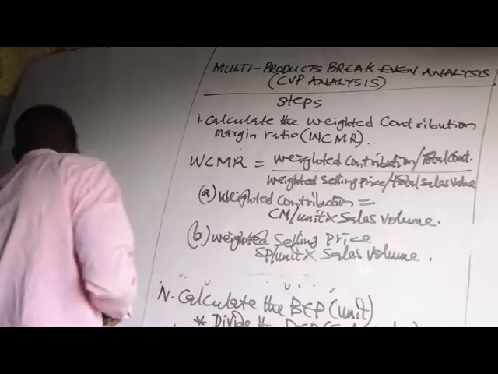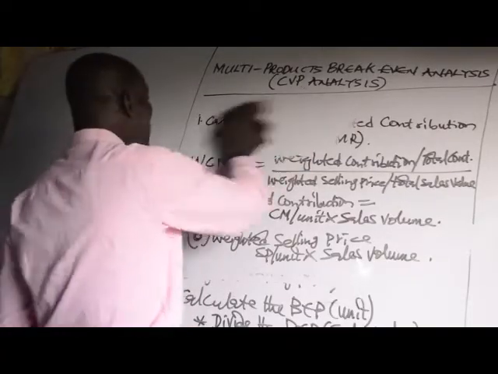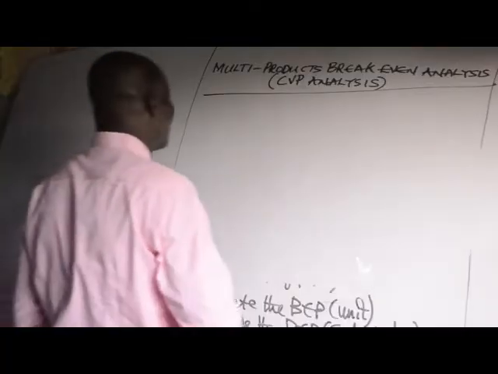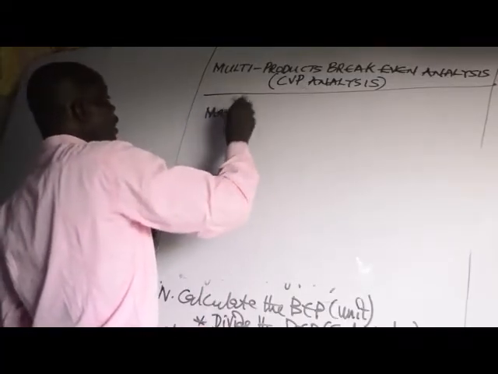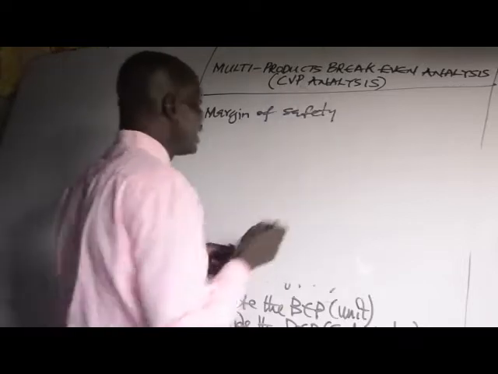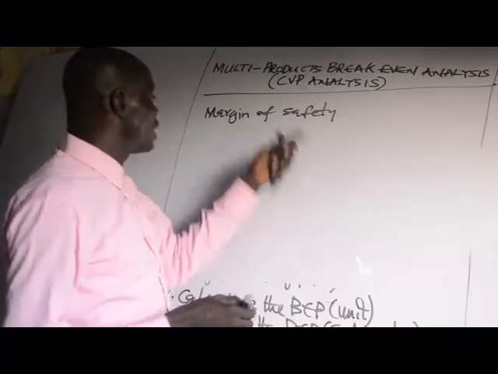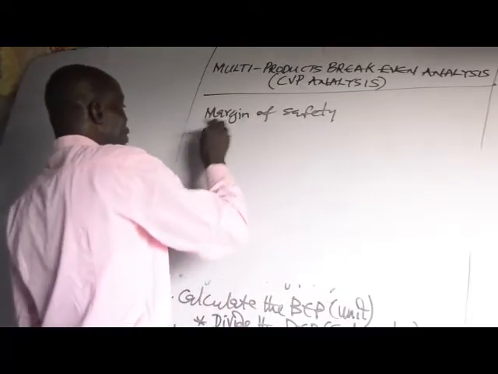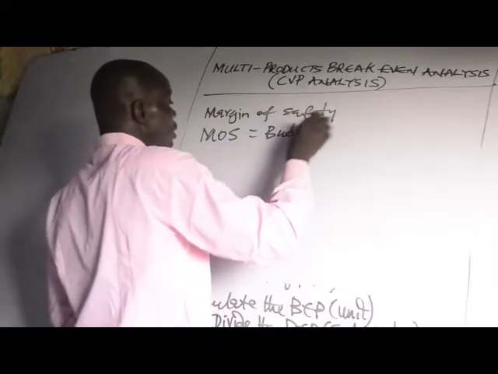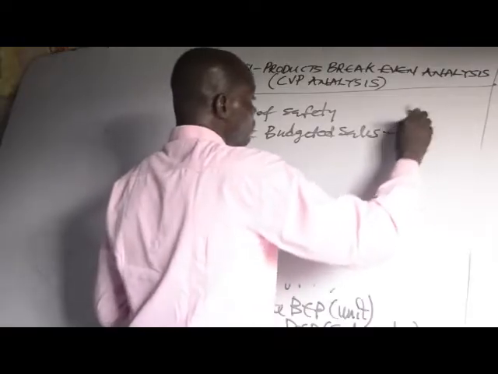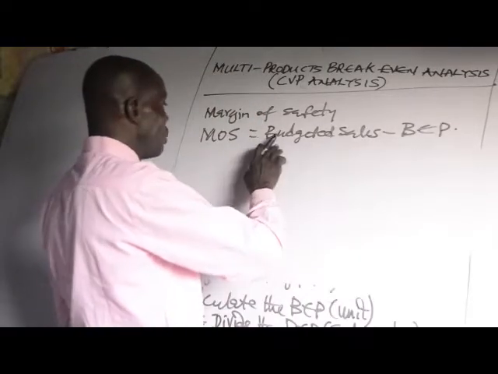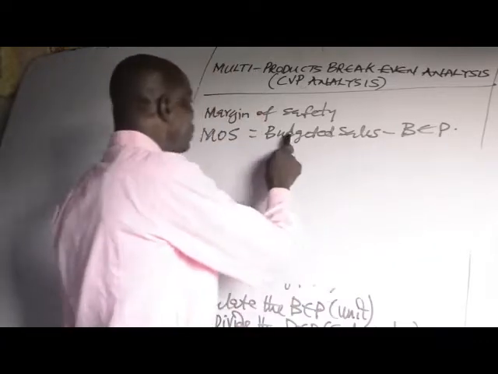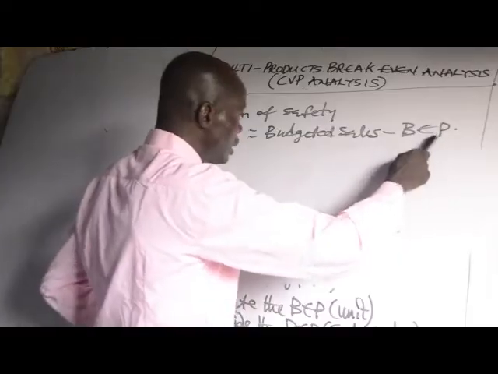Then, before I take a worked example, I want to examine margin of safety, although this has been considered in my first video. Margin of safety is the difference between the budgeted sales and the break-even level of sales. Margin of safety, MOS, equals budgeted sales minus BEP. You can use your budgeted sales in units, which means you use BEP in units. But if you use budgeted sales value, you use the break-even point in sales value.